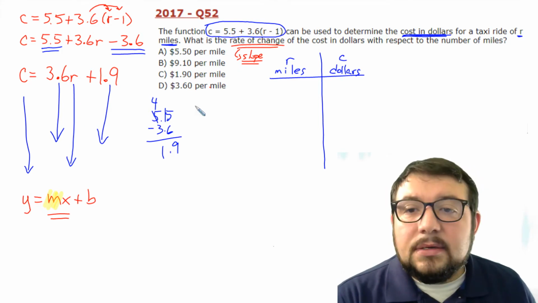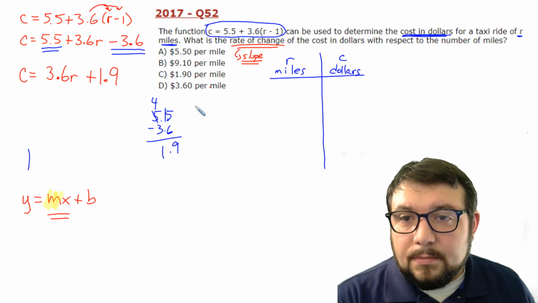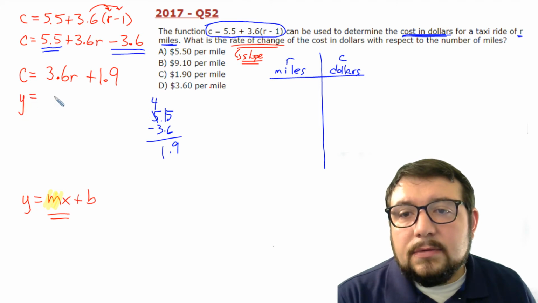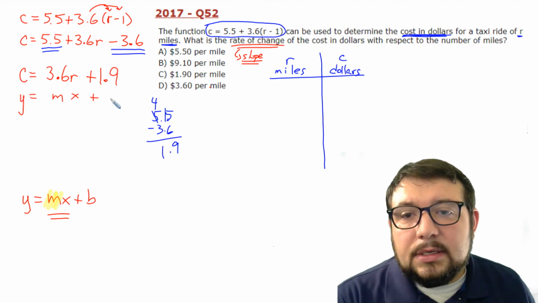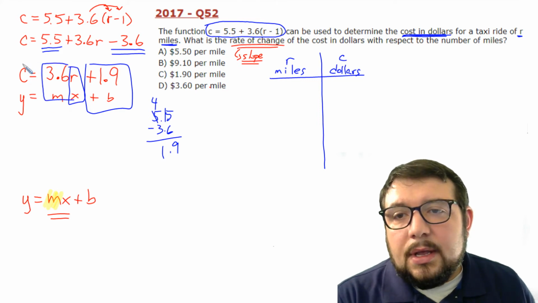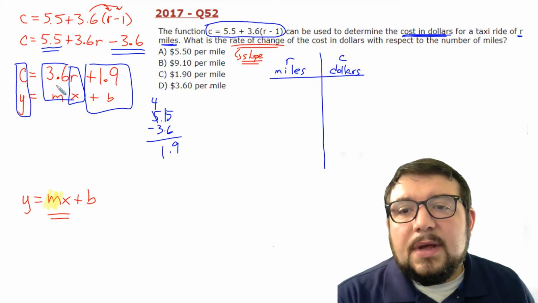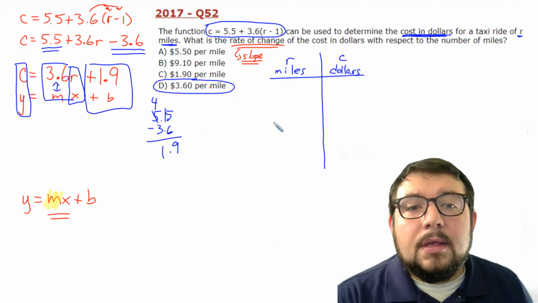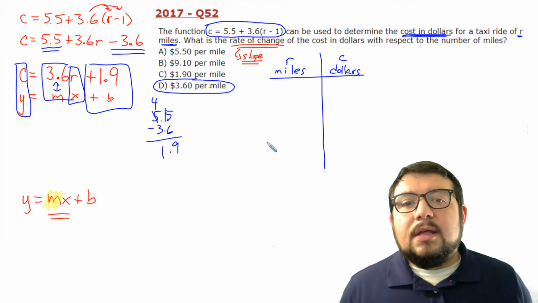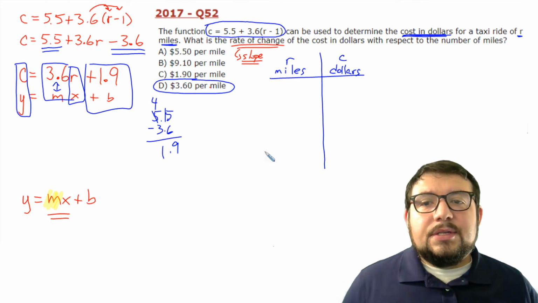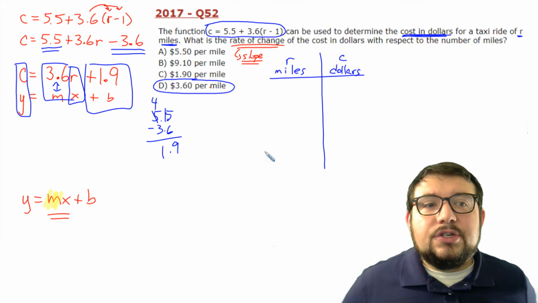Maybe I should have written it like this, it'll be a little more clear. You can see that this is a perfect match to slope-intercept form. Right here I have the y, the equals, the m, the x, the plus, and the b, and these are a match, a match, a match, and a match. So which one is my m? It's the 3.6, which is choice D. That's how we find our slope in this problem. So the slope is 3.6, which means $3.60 for every mile that they travel.